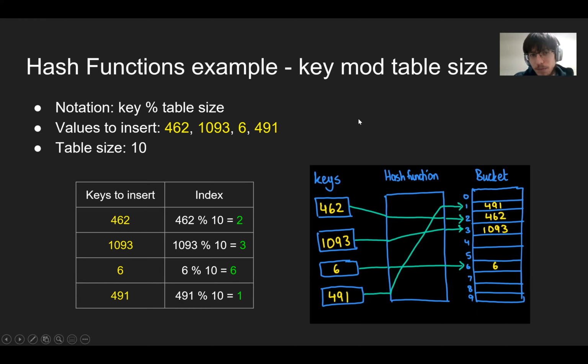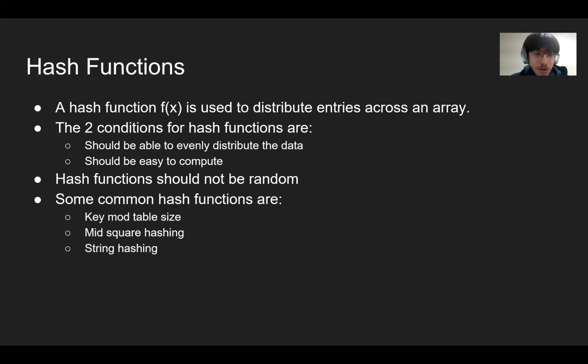And that's pretty simple. Key mod table size is pretty simple hashing, and it should always give the same thing, right? Because 462 mod 10 will always give the same result. So it's easy to compute. It might not evenly distribute data, but it might. So it's probably good in that regard, right? Depends on what your data is, and it's not random. So those are good.